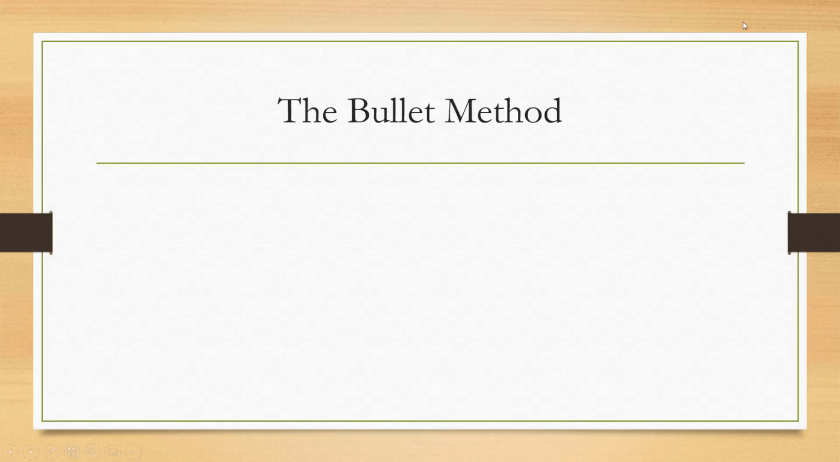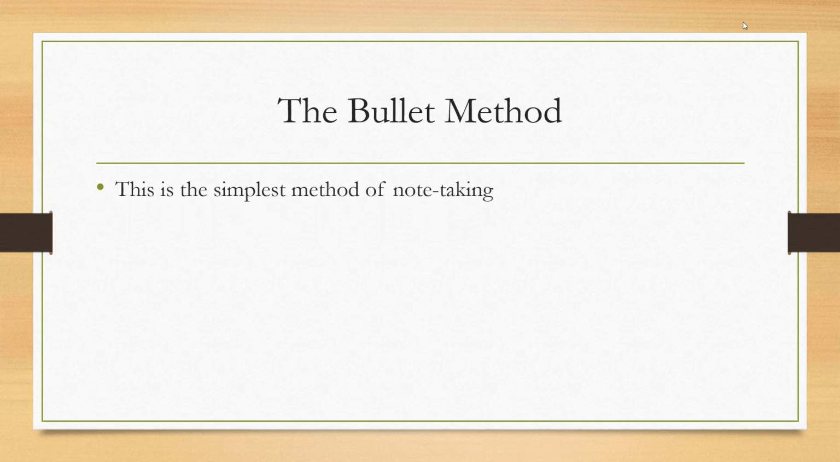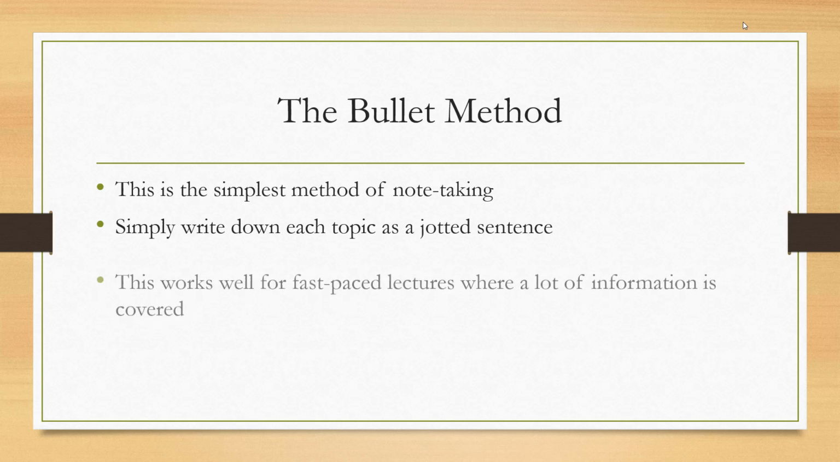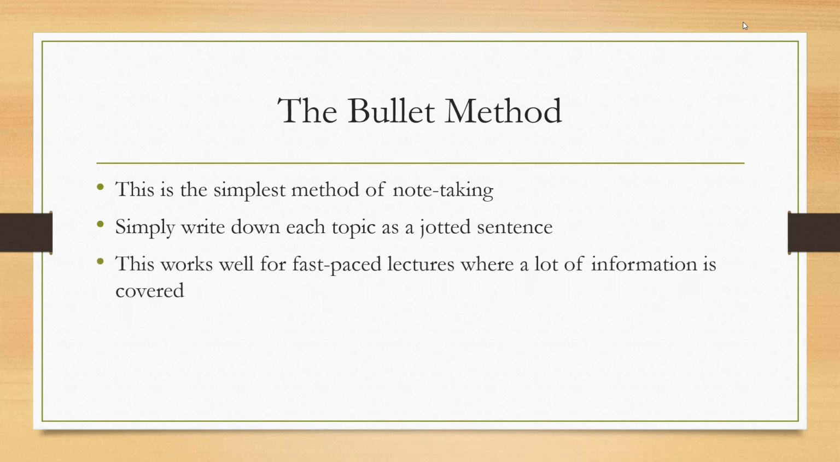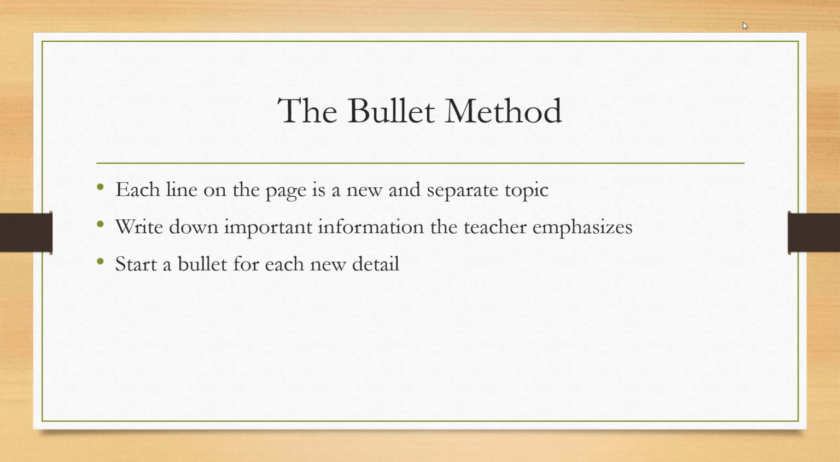So the first method, perhaps the most simple method, is the bullet method. This is the simplest. You're simply writing down each topic as a jotted sentence or partial sentence. This works well for fast-paced lectures where a lot of information is covered. It looks like this. Each line on the page is a new and separate topic. You write down important information the teacher emphasizes, and you start a bullet for each new detail. I actually use dashes instead of circles, so it's not technically a bullet, but it works the same way.